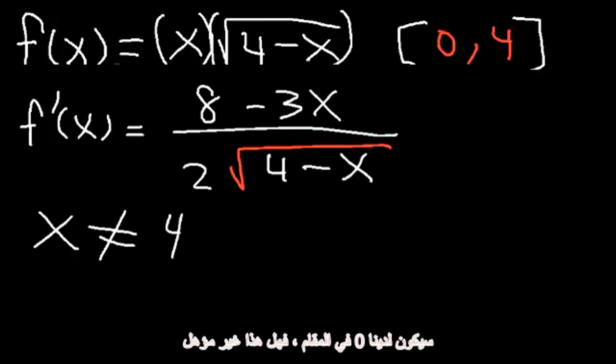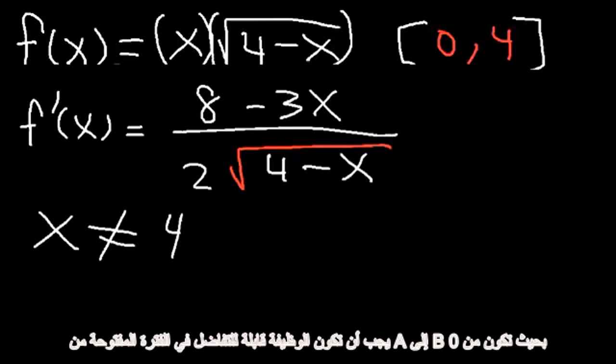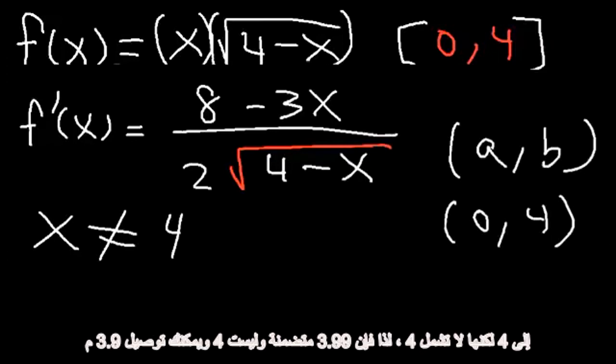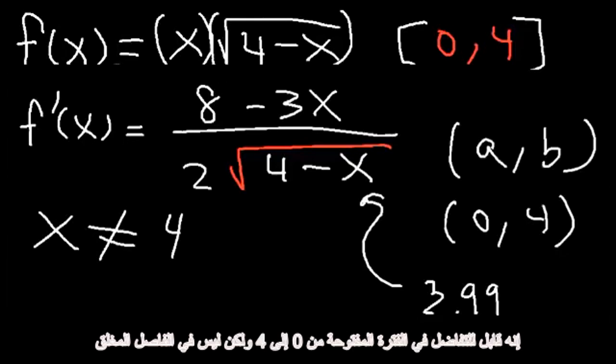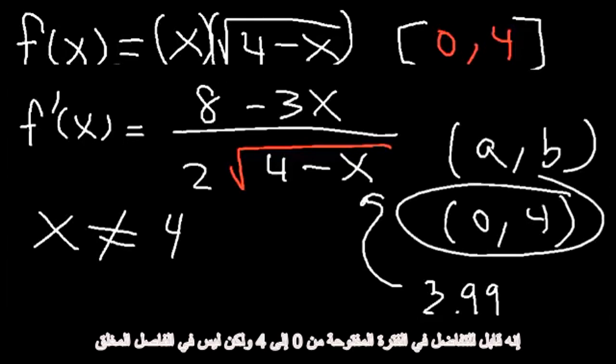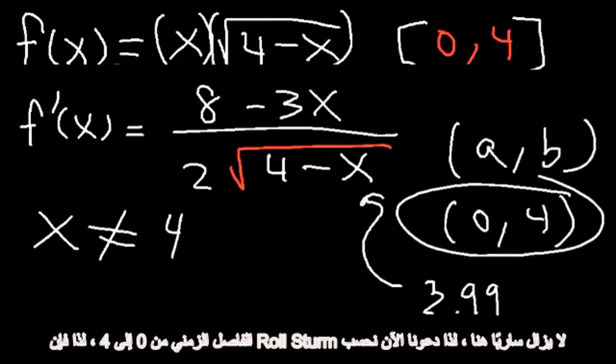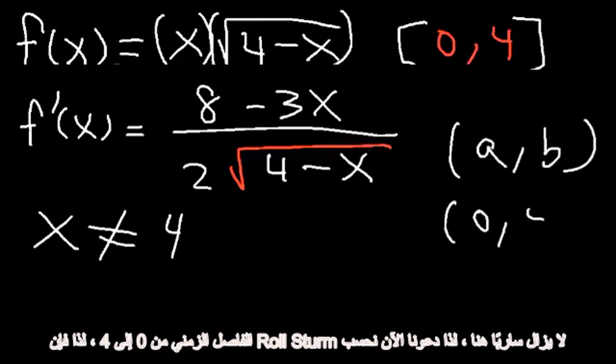So does this disqualify Rolle's theorem? Now Rolle's theorem states that the function must be differentiable on the open interval a to b. So that is from 0 to 4, but it doesn't include 4. So 3.99 is included, but not 4. And you can plug in 3.99 in for x. 4 minus 3.99, that's 0.01. That's completely okay. So it's differentiable on the open interval from 0 to 4, but not on the closed interval from 0 to 4. So Rolle's theorem still applies here.